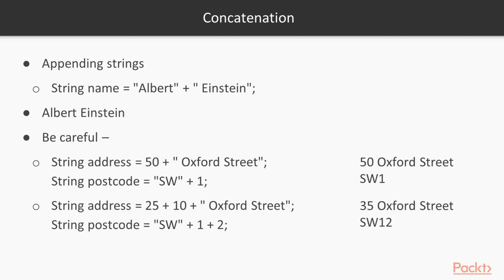Concatenation is about appending two strings together, as can be seen from the following example. The result of this expression is the string Albert Einstein. A string concatenation always produces a string.